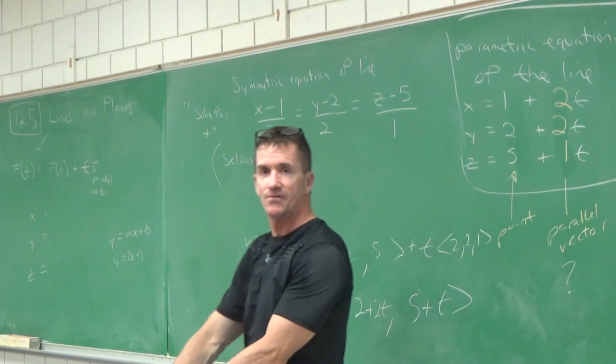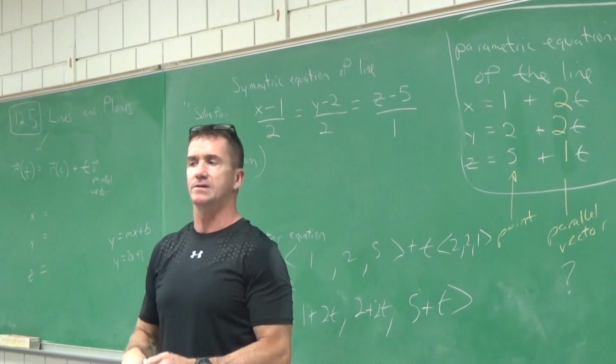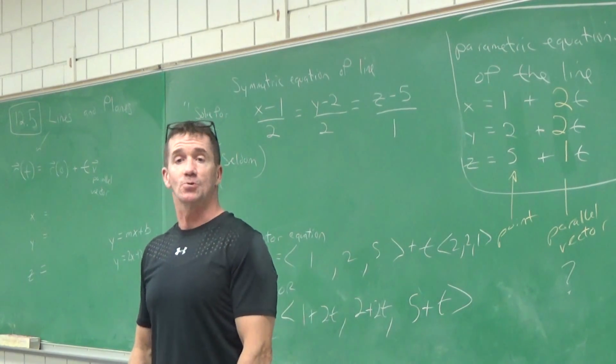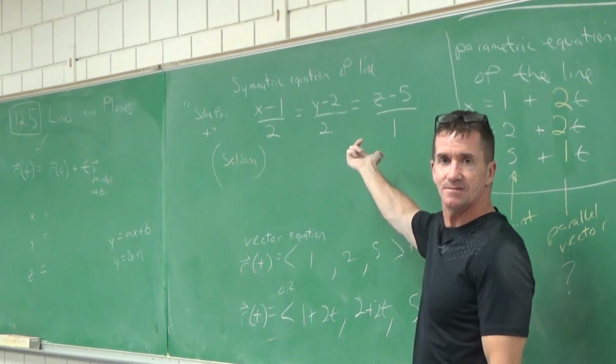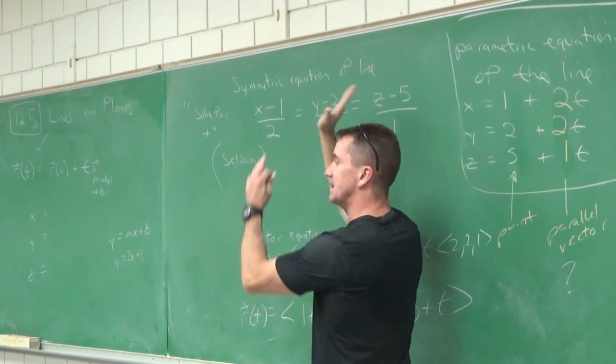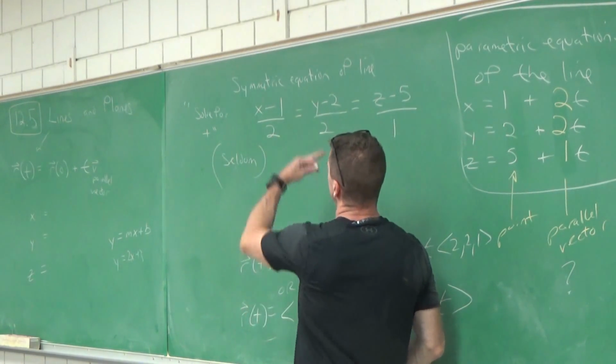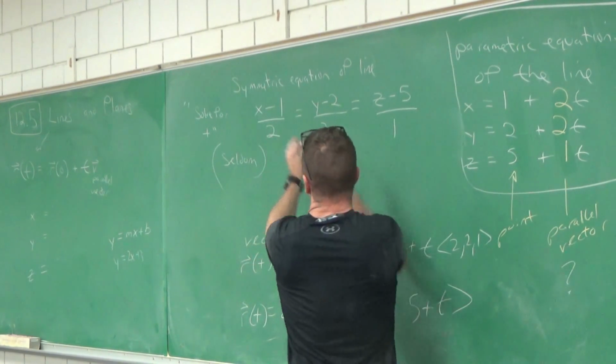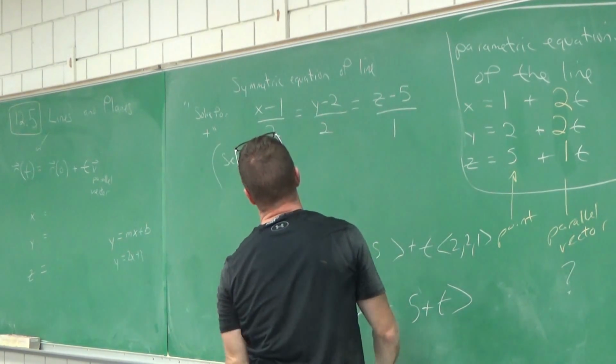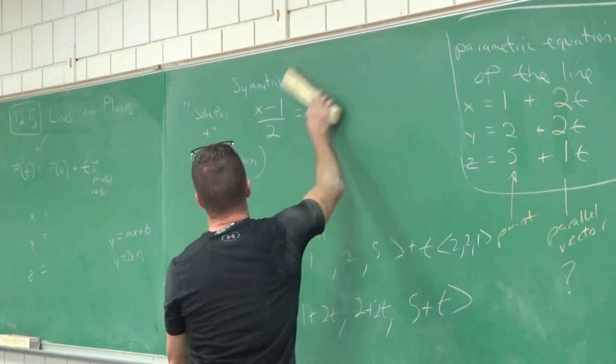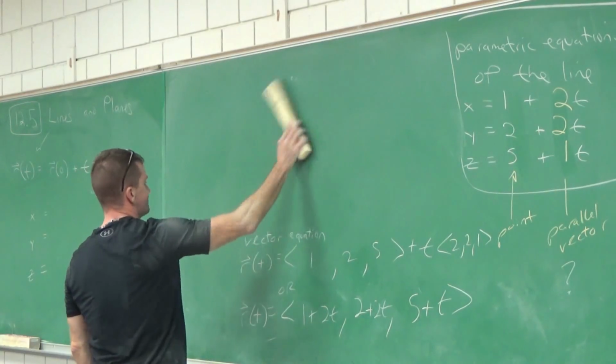The book in section 12.5 will ask you to find the symmetric equations of the line. They just want you to eliminate the t, and that's what we did. Solve for t, eliminate the parameter, right? It just looks weird, doesn't it? So that's the way to do it. Great job, everyone.